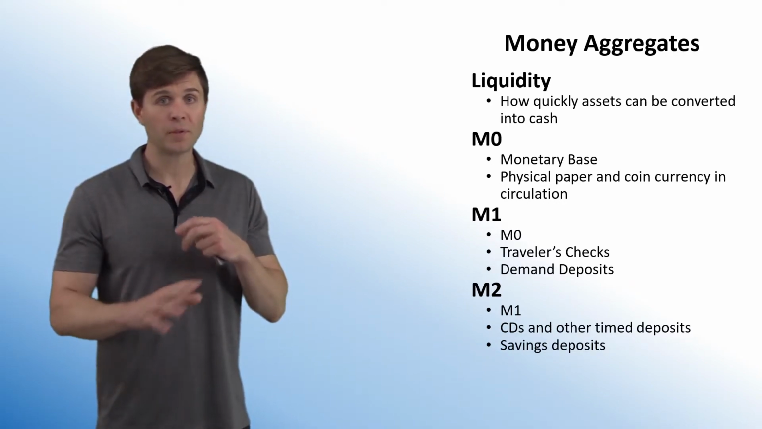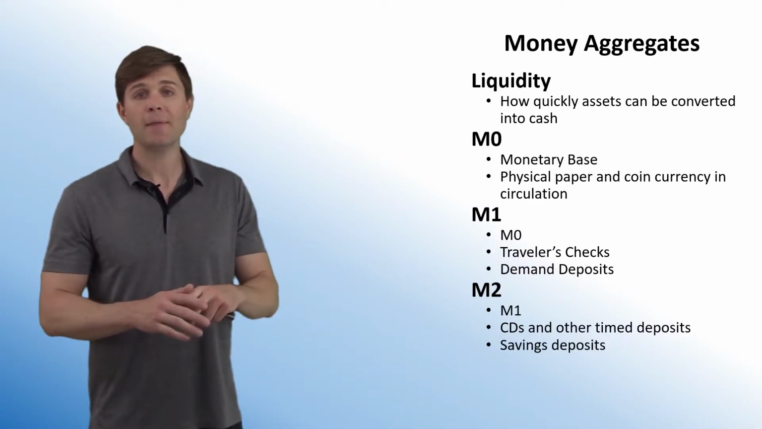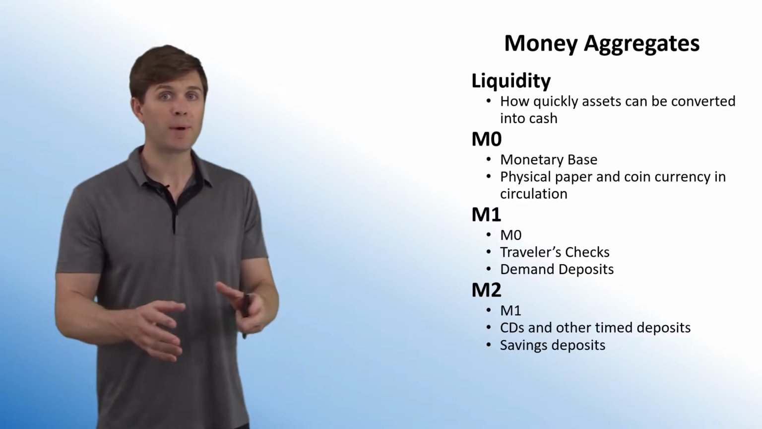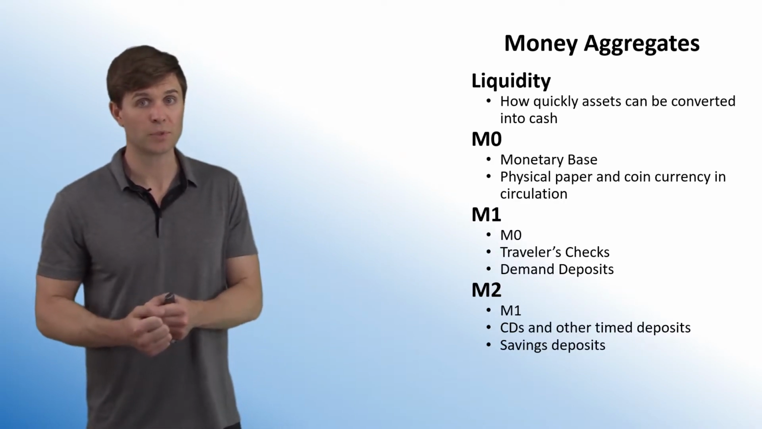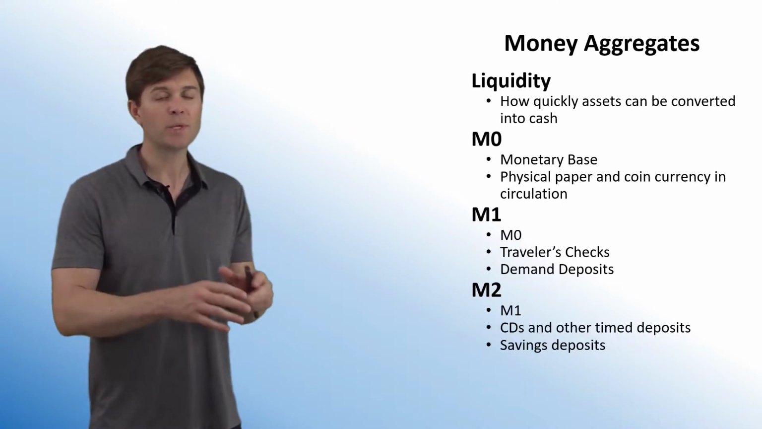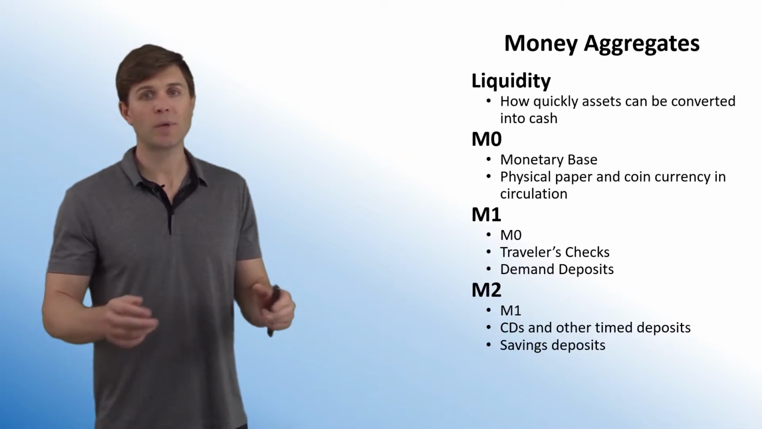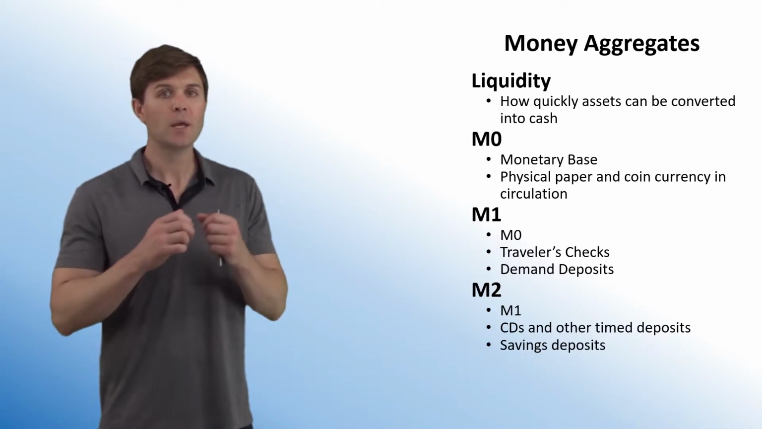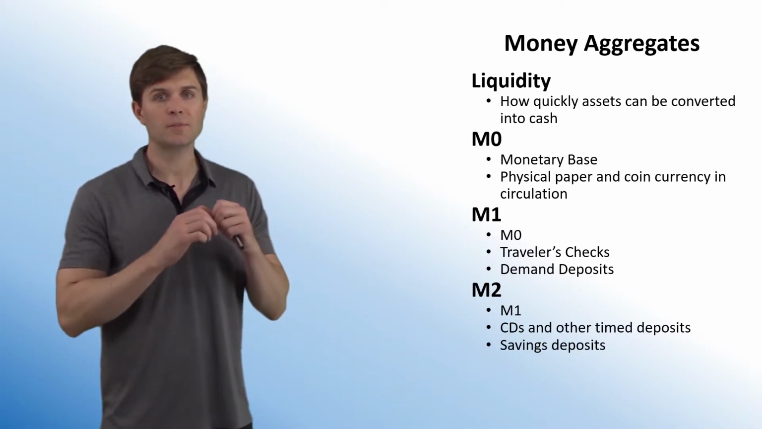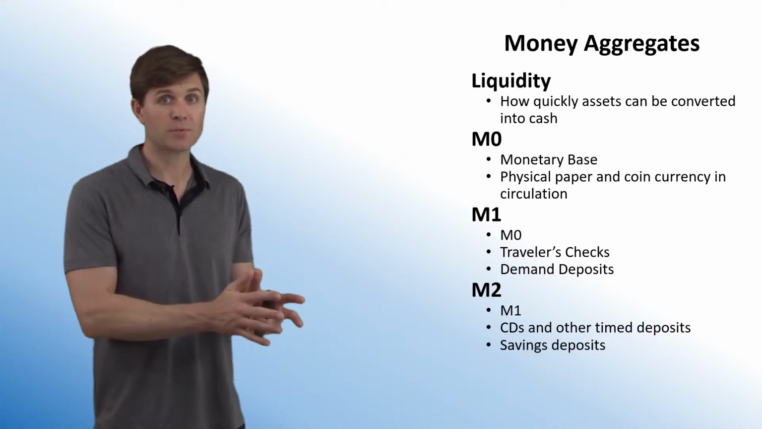M1 is all the cash, traveler's checks, which really aren't too big of a deal anymore, and then all the demand deposits or the checkable deposits that people can get access to really quickly. It's not quite as liquid as cash, but we can basically spend our checking accounts anywhere. We can use an ATM machine, we can pull money out, you can use your debit card at places. This money is not as easily accessible as cash, but it's not much further off.